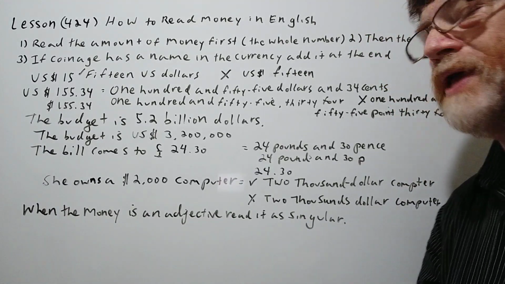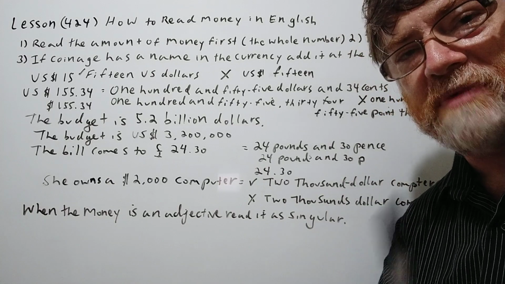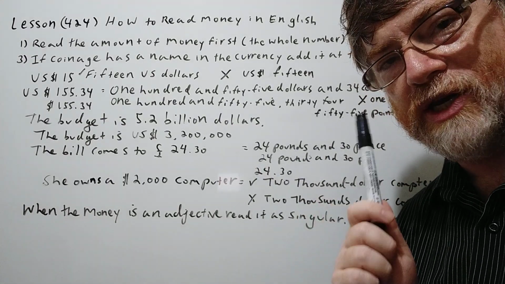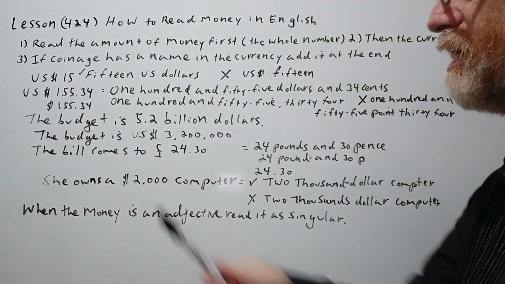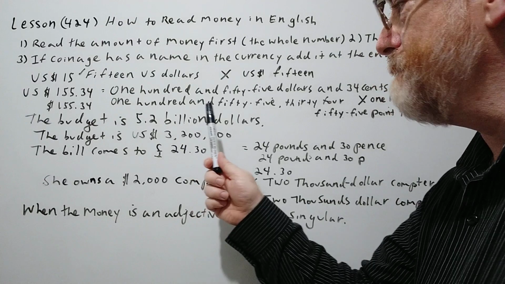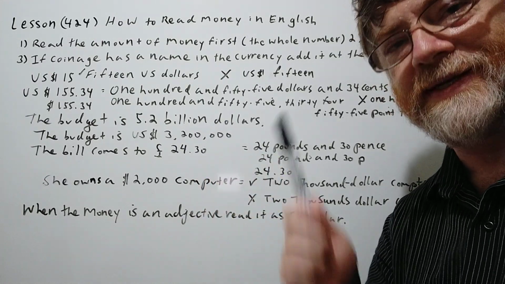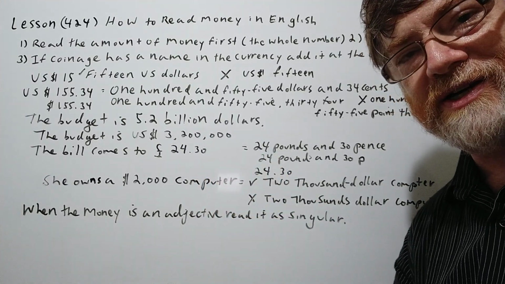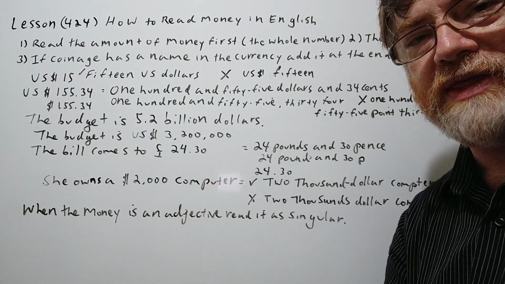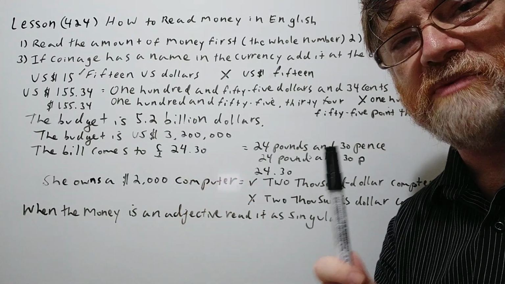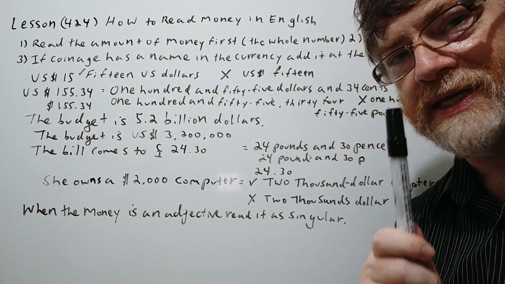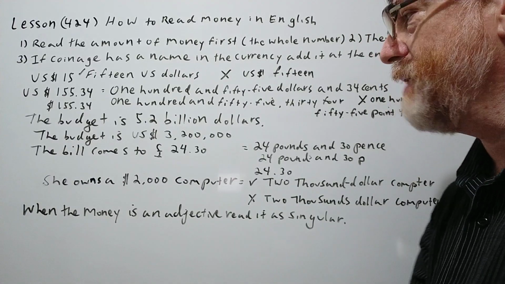Okay, let's continue. Now, another tricky part is, remember, I tell you don't read point in coinage, but you do read the point in really, really large numbers. So we have an example here. The budget is $5.2 billion. There's no coinage here. This is like really large amounts of money, or that it cost $7.3 trillion. You do read the points in really, really large amounts of money.